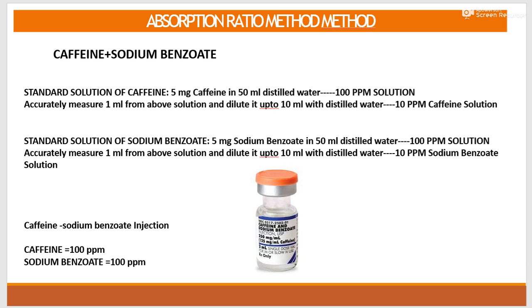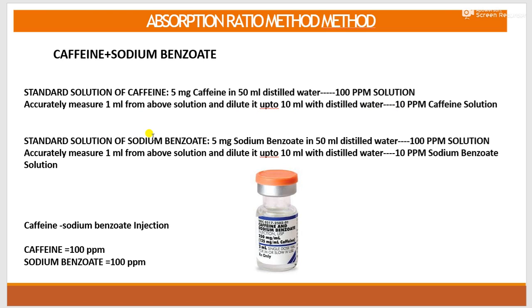Now coming to preparation of solutions. So standard solution of caffeine is prepared by dissolving 5 mg of caffeine in 50 ml of distilled water to get 100 ppm. From this solution 1 ml is taken and diluted up to 10 ml, means 10 times dilution is done with water to get 10 ppm caffeine solution.